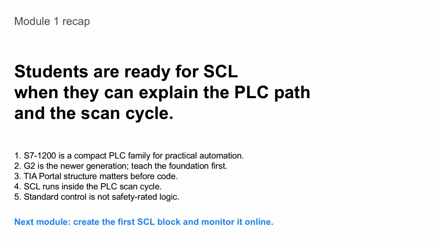Now we recap Module 1. The important point is orientation to Siemens S7-1200 and SCL. Remember, Module 1 recap. Also note, students are ready for SCL practically when they can explain the PLC path and the scan cycle. For students, 1. S7-1200 is a compact PLC family for practical automation. In industry, 2. G2 is the newer generation, teach the foundation first. Before moving to the next module, student should explain this in simple words.